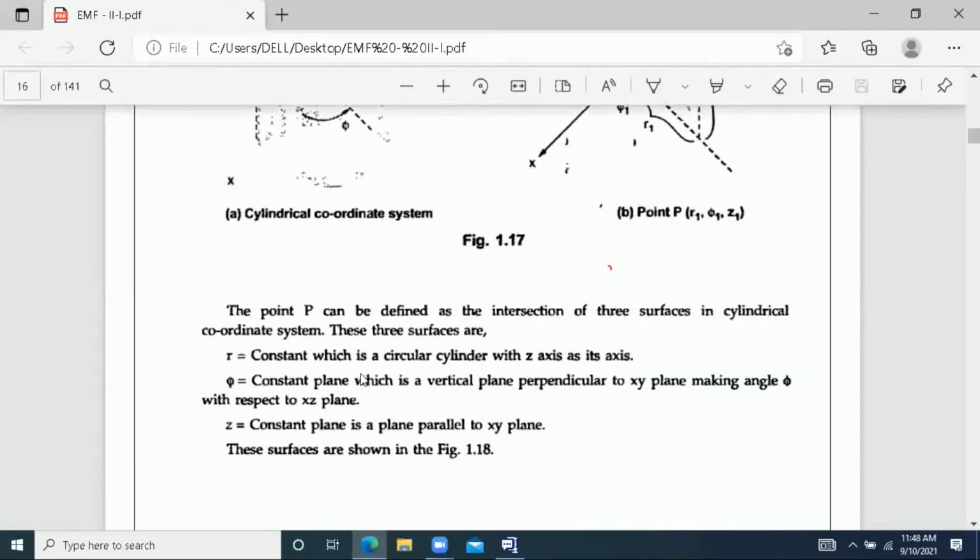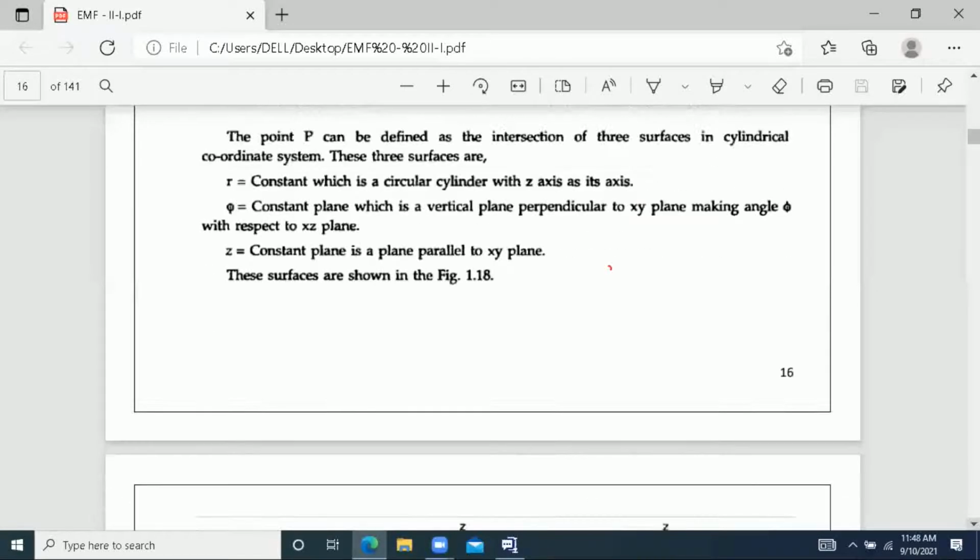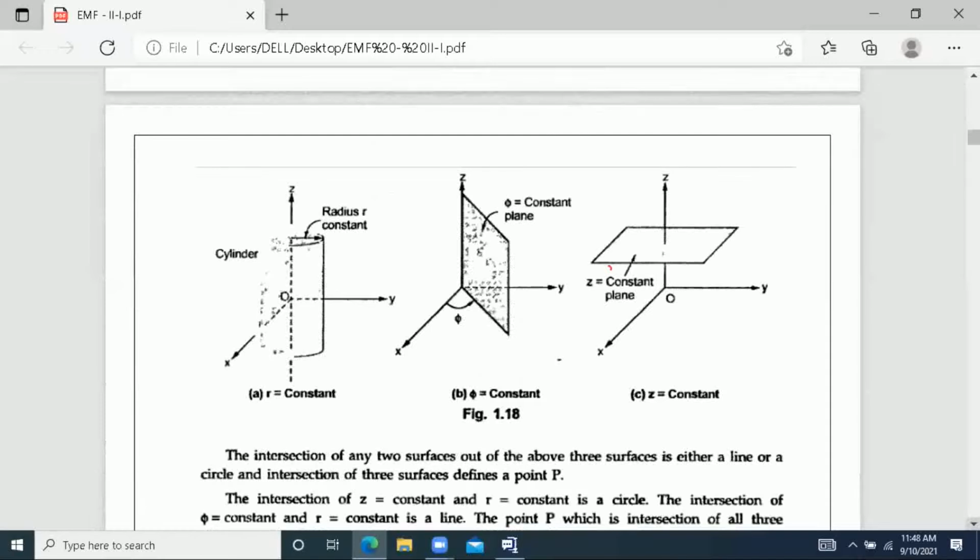So here you are. R is a constant plane. Phi is a constant, and Z is a constant. So digest this.